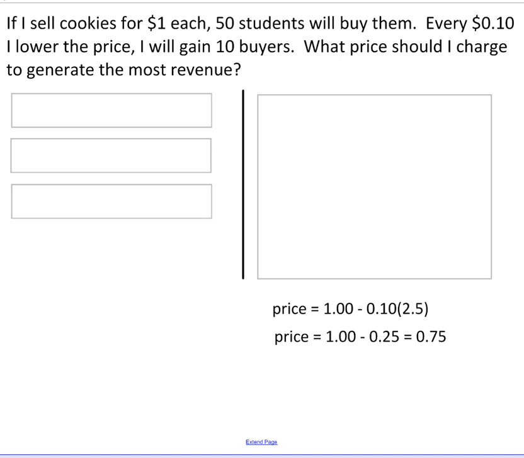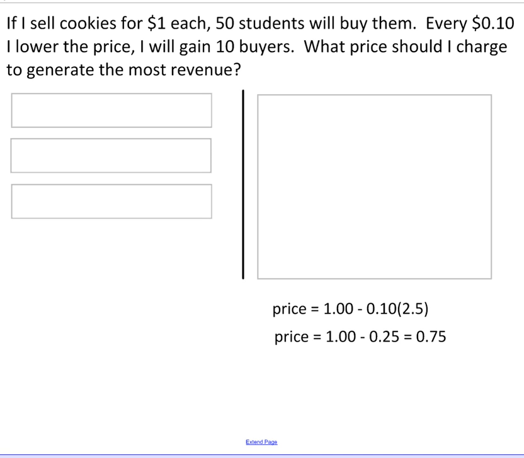So as an example, if I'm selling cookies for $1 a piece, I have been able to predict that 50 students will buy those cookies. However, if I lower the price by 10 cents, so if I only charge 90 cents for a cookie, I'm going to pick up 10 more buyers. So I'm going to go from 50 to 60 students. What price should I charge in order to generate the most revenue?